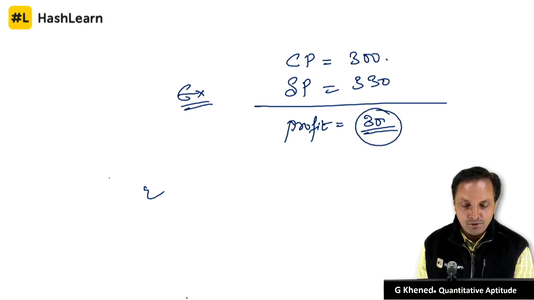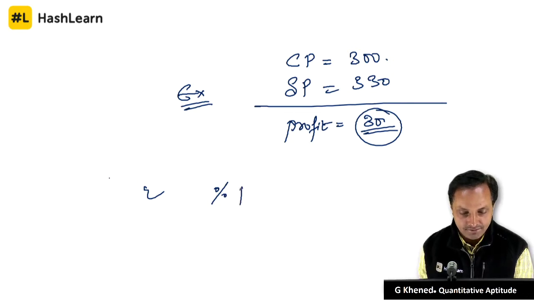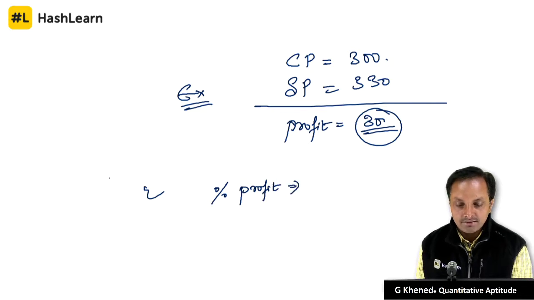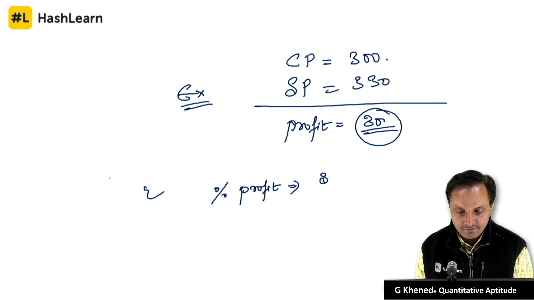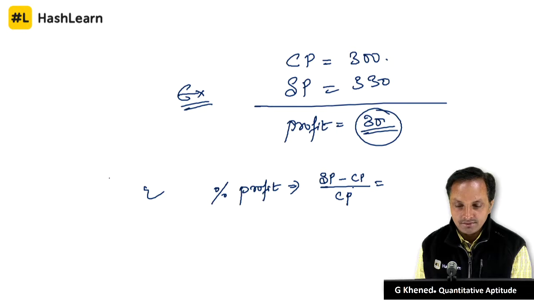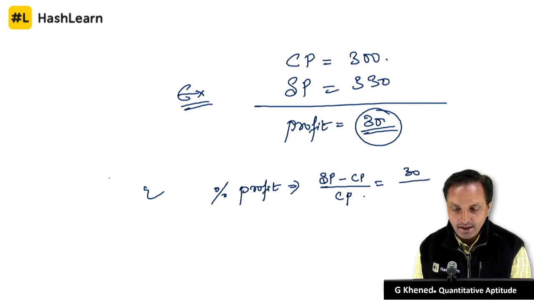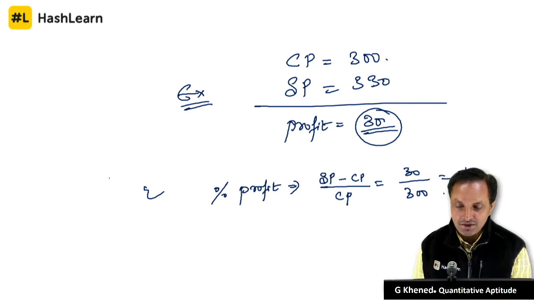So it's so simple. If you want to identify what percentage of profit you are making, it is selling price minus cost price divided by the cost price. So how much will you get? 330 minus 300 is 30, divided by the cost price of 300. So that is 1 by 10. If you want the percentage, you need to multiply it by 100. So that will give you 10%.